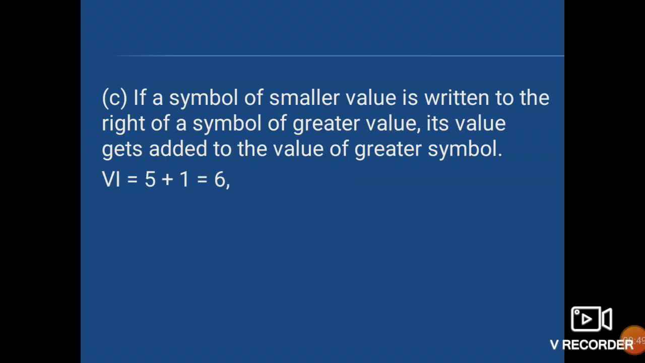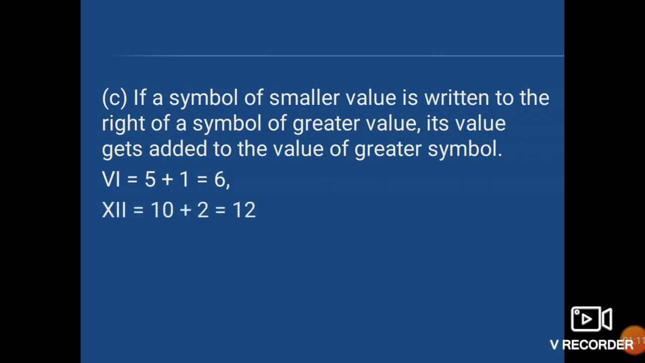So what the rule says, a symbol of smaller value. Here the symbol of smaller value is I, so it is written to the right of a greater value, that is 5. Its value gets added to the value of the greater symbol. So 1 will get added to the greater symbol, that is 5. So 5 plus 1 is equal to 6.